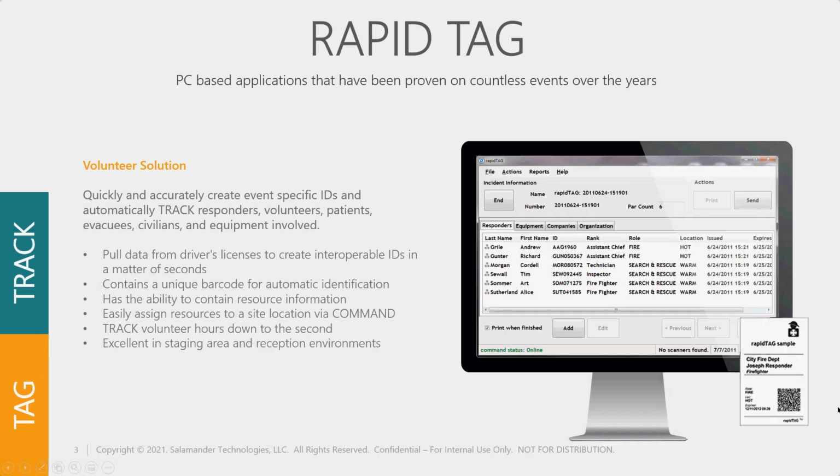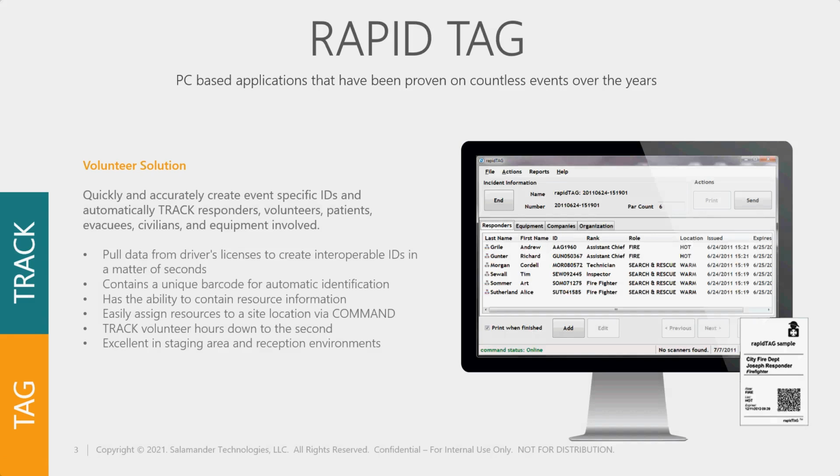So yes, once you print off this ID tag from Rapid Tag, that can be scanned through the Track app. Of course, it can be scanned through Rapid Tag again, or it can be scanned through Command. Like the Track app, all that data that's collected through Rapid Tag is sent up to Salamander Live. So yes, that does mean you have to have internet connection with your Rapid Tag computer so that data can be shared across all the other joined Salamander tracking solutions to create that common operating picture. So again, giving everybody visibility of all your resources.